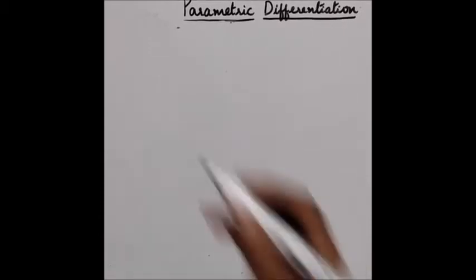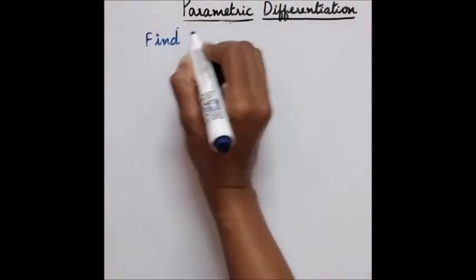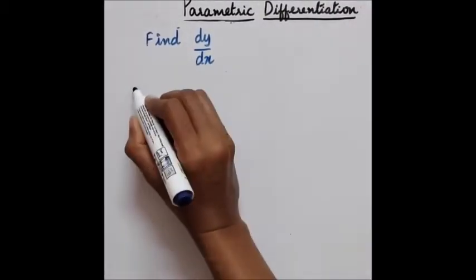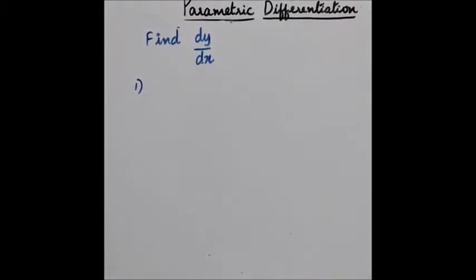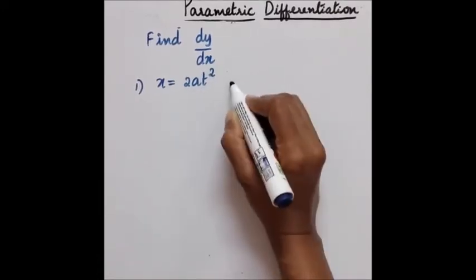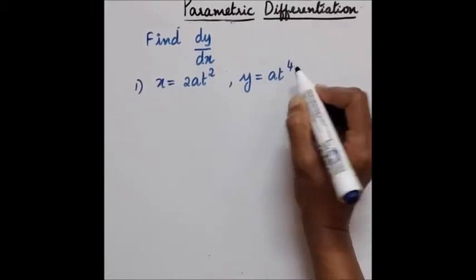We have learned now the procedure of parametric differentiation. So let's take some examples. Let's work out a few questions. From exercise 5.6, the question goes like this. Find dy by dx in the following. The first question is x equal to 2at square and y is equal to a t to the power 4.